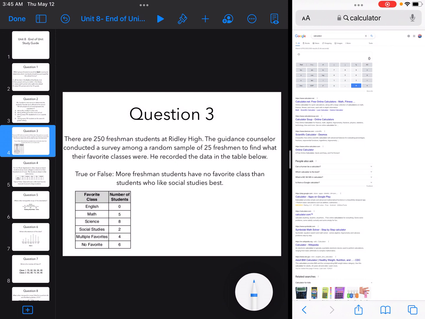All right, there are 250 freshmen at Ridley High. The guidance counselor conducted a survey of a random sample of 25 freshmen to find out what their favorite classes were, and he recorded the data below. True or false, more freshmen have no favorite class than students who like social studies best. Well, even though I only have a sample, 6 is statistically higher than 2, and no favorite has a 6, and social studies is a 2. So this would be true.